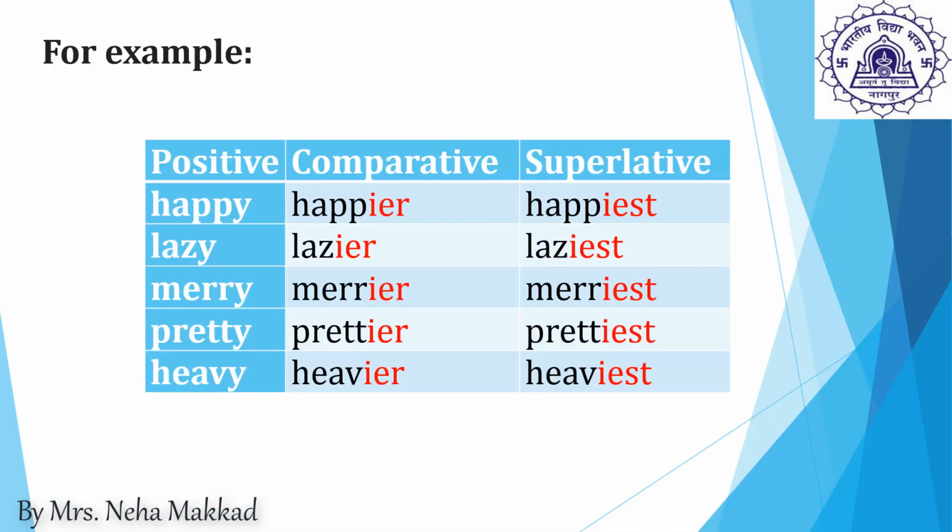Okay. Now let's see a few more examples of the same rule, which says happy. As you can see, the consonant Y will be removed, and what will we put in that place? An IER in the comparative degree, happier, and an IEST in the superlative degree, happiest. Lazy becomes lazier, laziest. Merry becomes merrier, merriest. Pretty becomes prettier, prettiest. Heavy becomes heavier and heaviest.